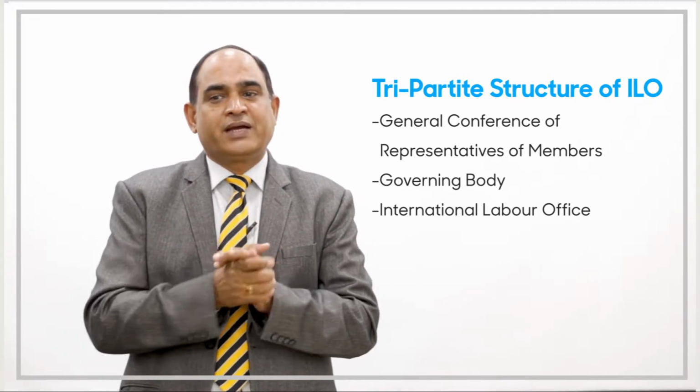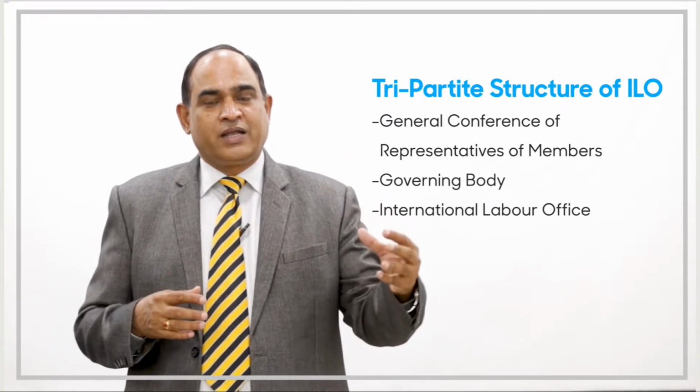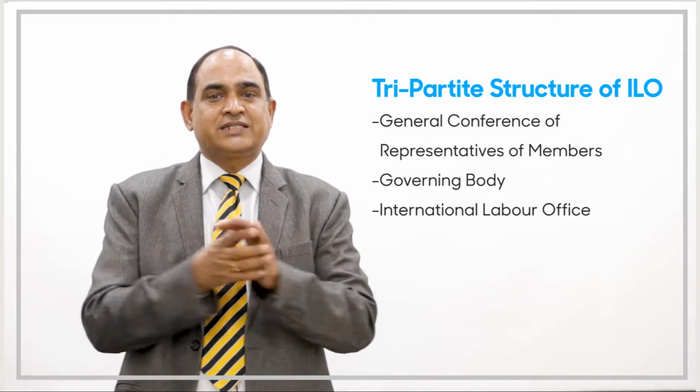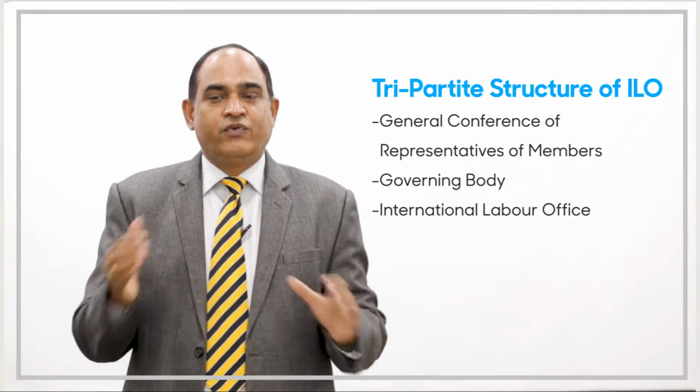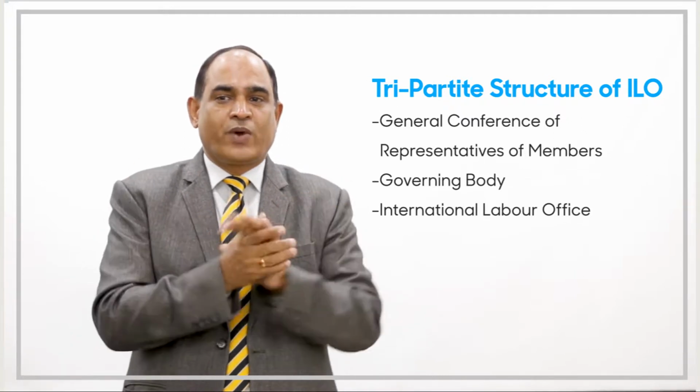Then it is assisted by a governing body which comprises 56 members. Here again, partly government, partly employers' representatives, and partly the workers' representatives. The International Labour Office is headed by a Director General, who reports to the governing body, and the work of the International Labour Office is supervised by the governing body. In the year 1926, a committee of experts was established for monitoring and reporting on the international labour standards, and that continues even today.